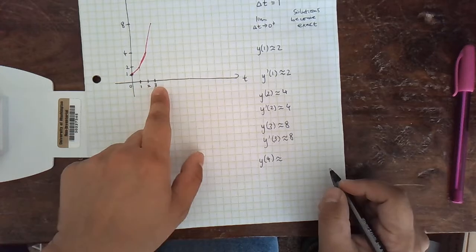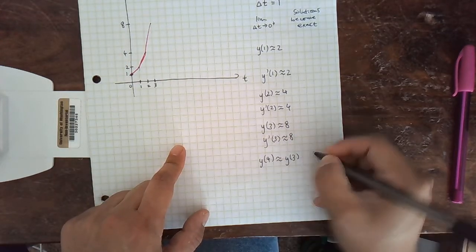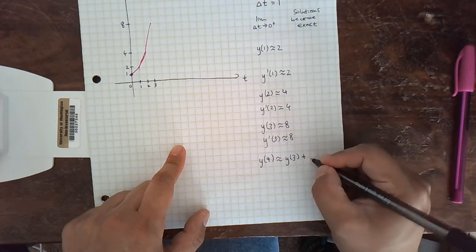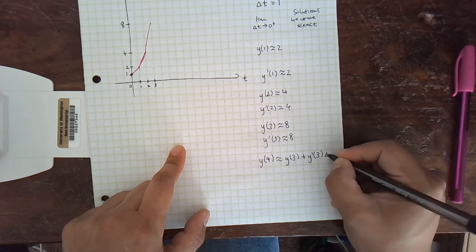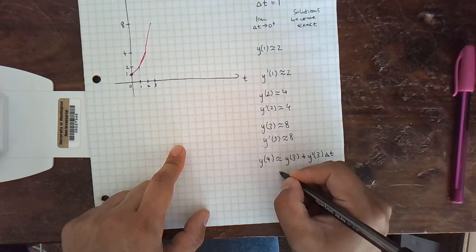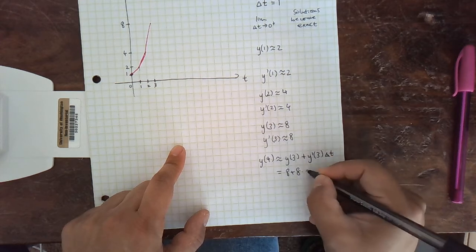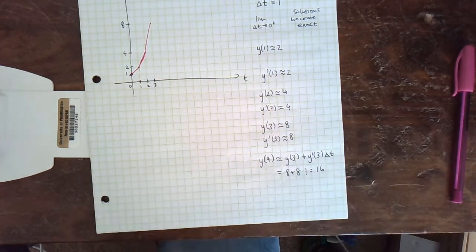What am I actually doing here? I'm taking my y of 3 value, and I'm adding the slope, so y prime of 3 times delta t, right? And these numbers are easy. This is 8 plus 8 times 1. Okay, so y of 4 is approximately 16.